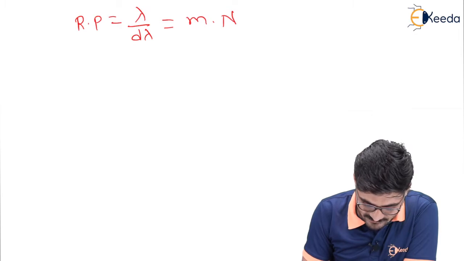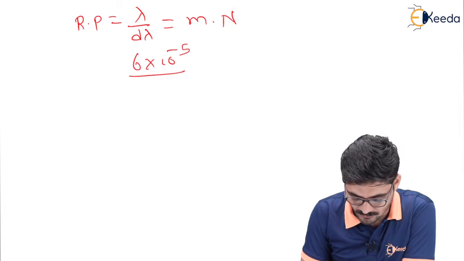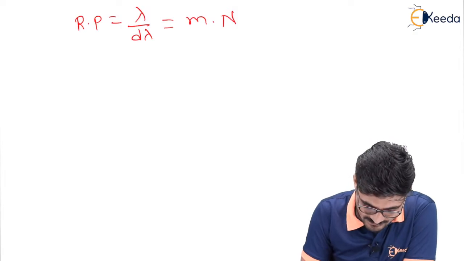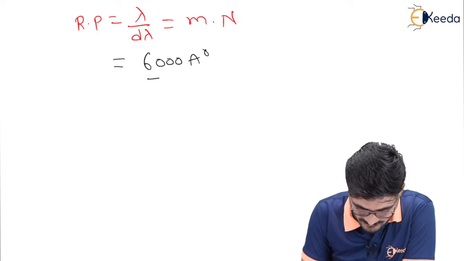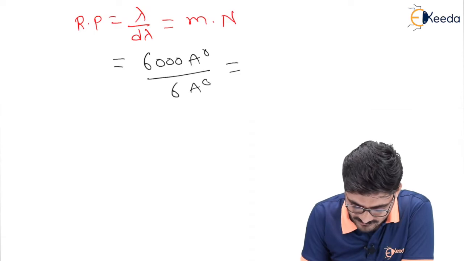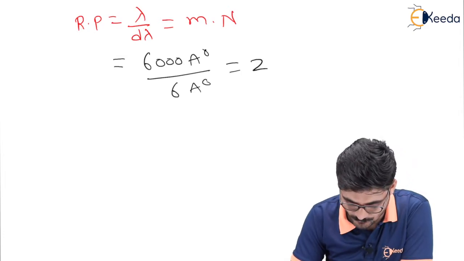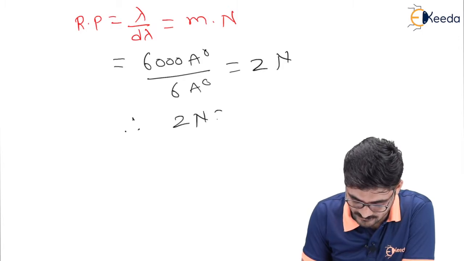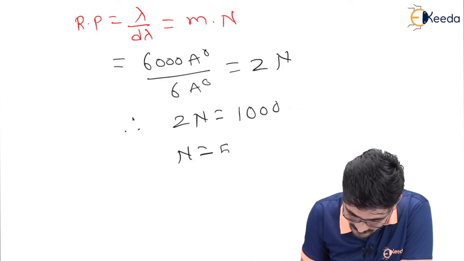So lambda is given 6 into 10 raised to minus 5, or you can use it like both are in angstrom, so you can directly use lambda equals to 6000 angstrom and d lambda is 6 angstrom, and that should be equal to order. What is the order given? Yes, order given in the question is 2 and number of lines n. And therefore 2n is equal to 1000, and you will have n equals to 500.